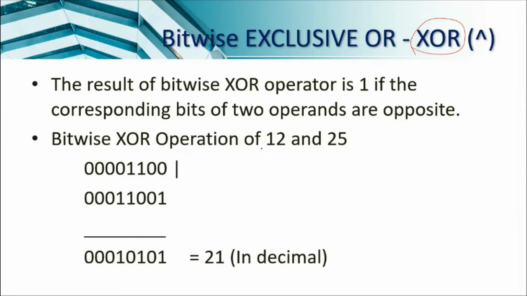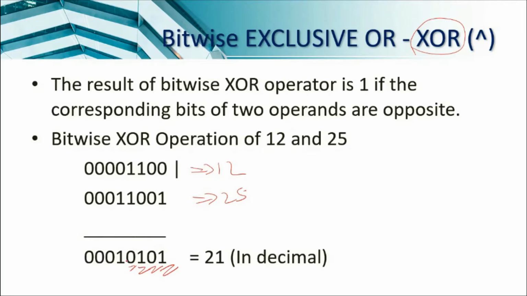So let's see in the case of 12 and 25 what is happening. As I said, this is equivalent to 12 and this is equivalent to 25. So 0 XOR 1: both are opposite, one is 0 and the other one is 1, so it is 1. And this is 0 and this is 0, both are the same, so it is 0. Here 1 and 0, so it is again 1. So 1 and 1, it is 0 because both are 1.